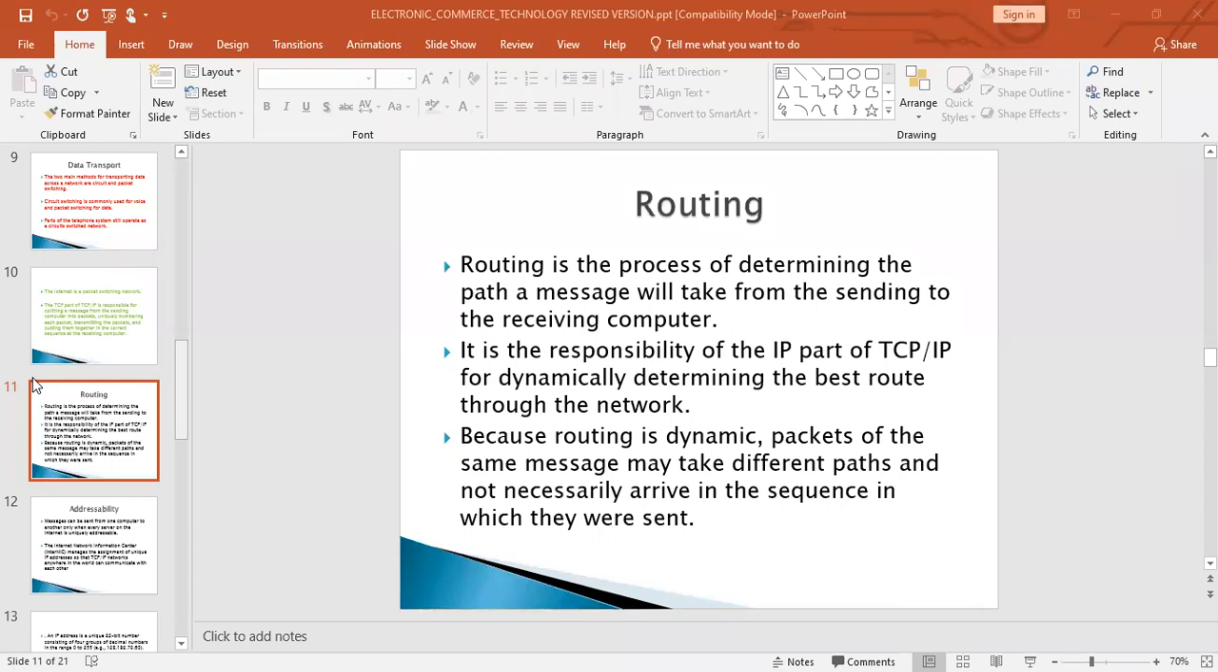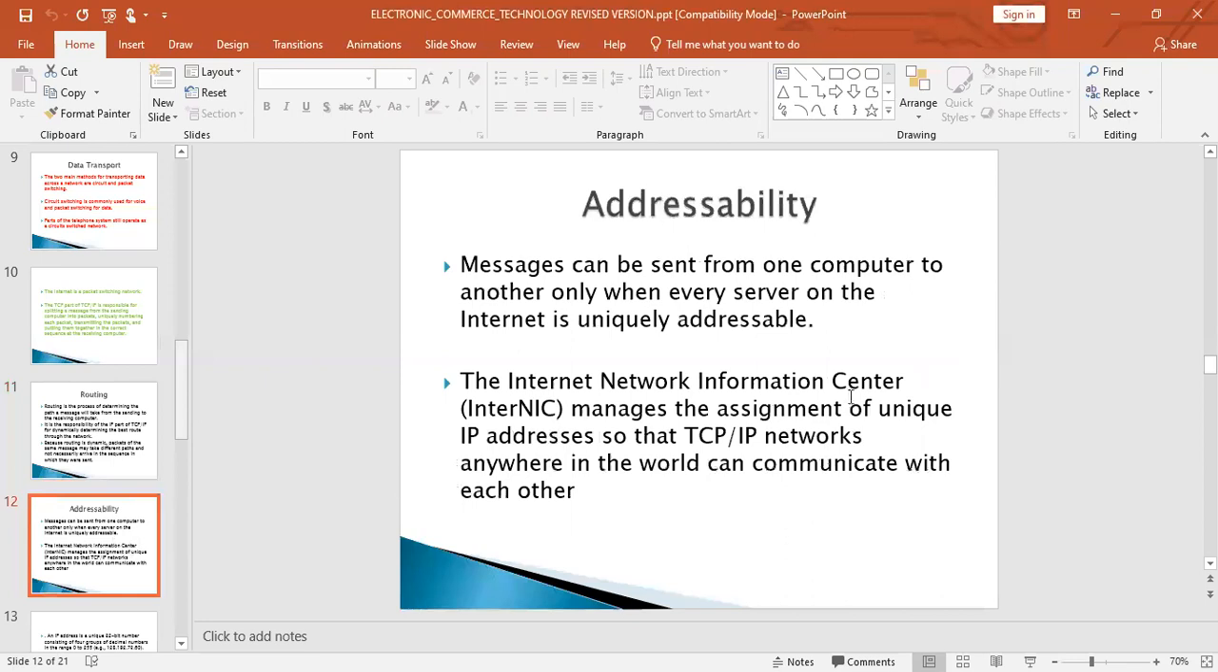So the routing is in charge of determining the path the message should take before it reaches the recipient's computer. Then we have the addressability, or the addressing, which is the second function of the IP part of the TCP/IP protocol. Now with addressing, you know that without an address, your message cannot be sent from your computer to the recipient's computer.